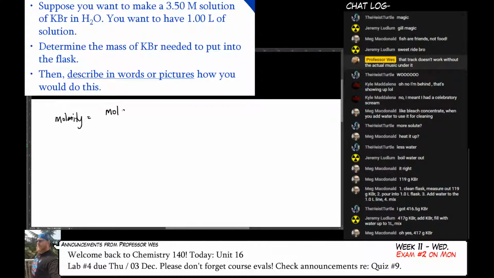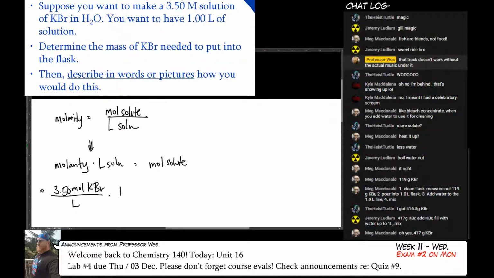Molarity is equal to moles of solute over liters of solution, which I can then rearrange to take molarity times the volume of the solution will equal the moles of solute. So my molarity is 3.50 moles of KBr per liter, times my volume, 1 liter. So that will give me that many moles of KBr, which I can then convert to grams KBr.